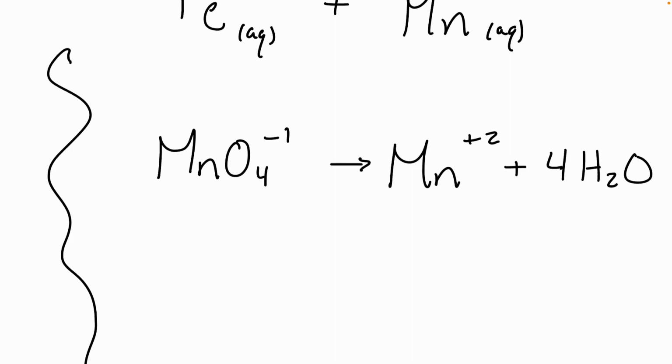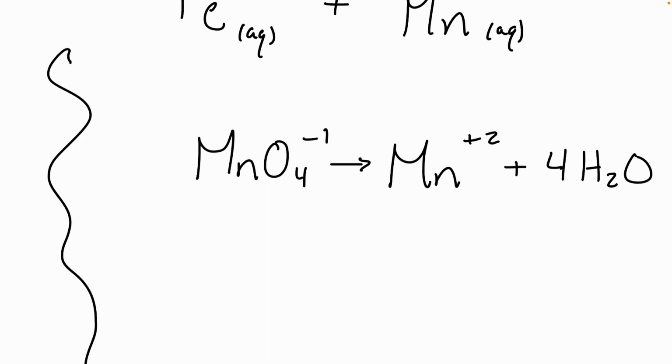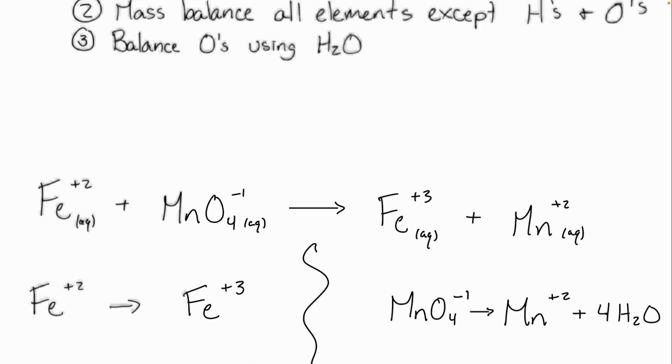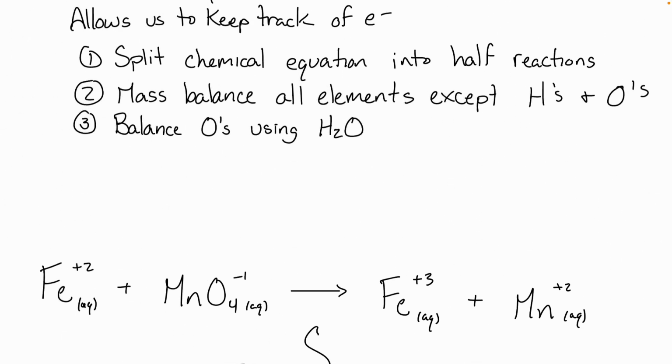All right, and now it's like, great, I balanced my oxygens, but now I just threw another element into the mix, the hydrogens, and now they aren't balanced. So our next step is we're going to balance hydrogens by adding H+ ions.